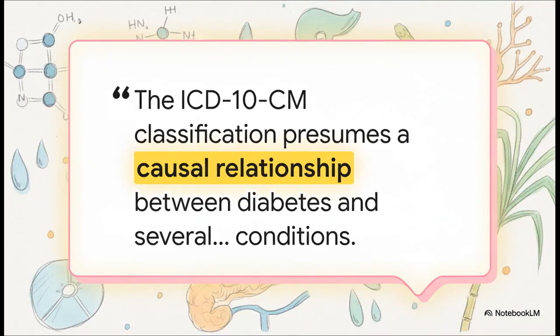This right here is the golden rule of diabetes coding. ICD-10-CM has this special, built-in assumption. It basically says, hey, if a patient has diabetes and they also have certain other conditions, we're going to assume the two are connected. The system presumes that causal relationship for you.